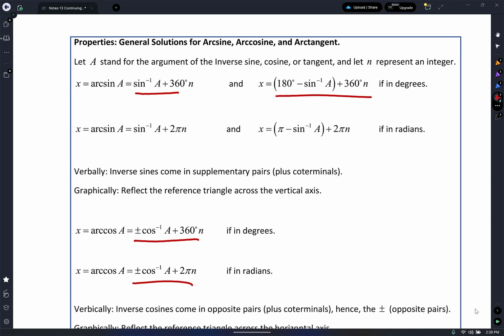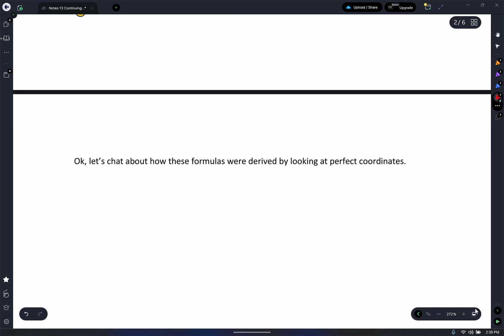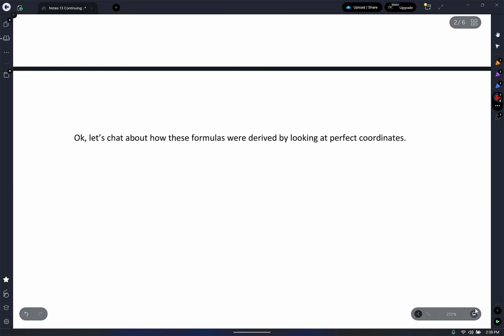All right, let's focus. All right, so check it out. How do I use it? Okay, I guess first let's chat about where these formulas come from. So where does the formula come from for the plus minus? It comes from this, guys.